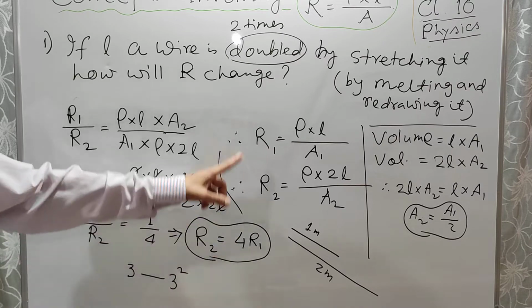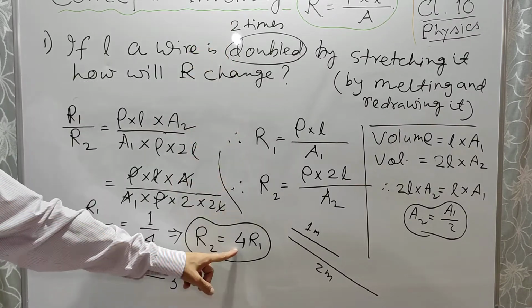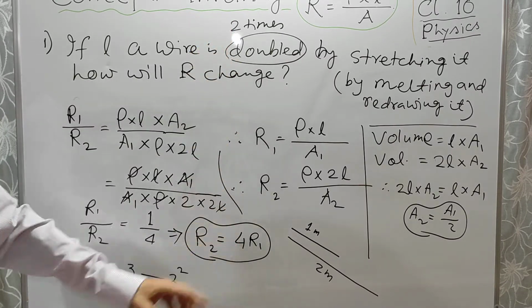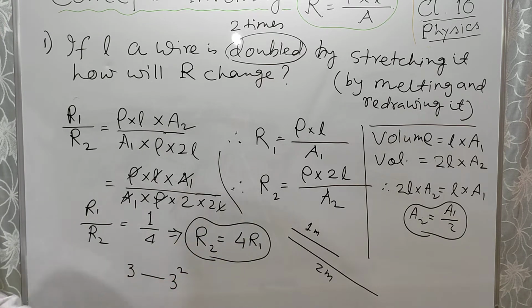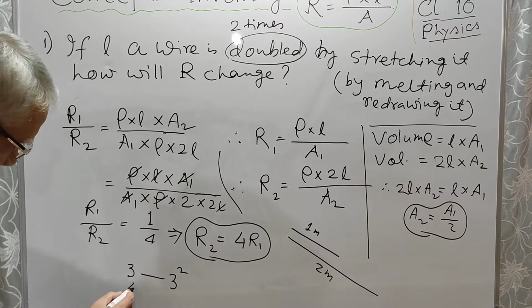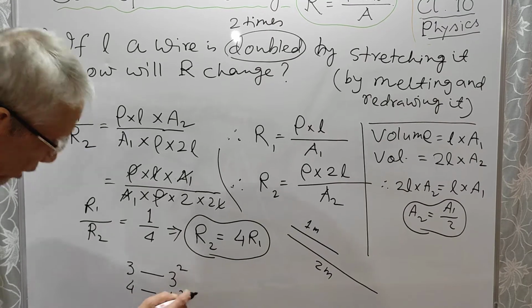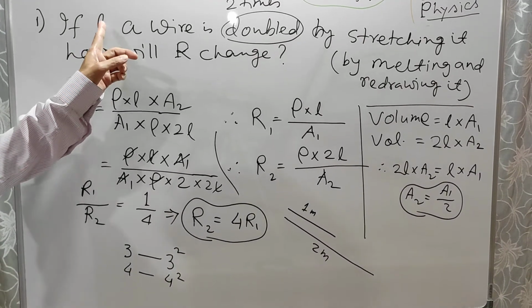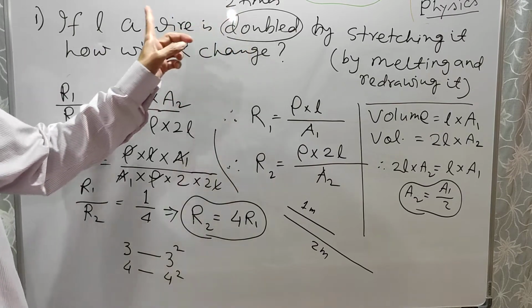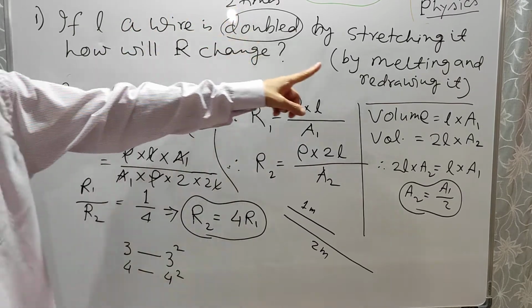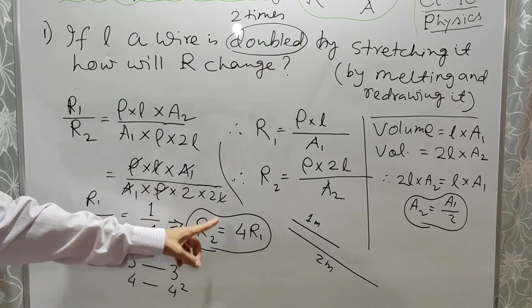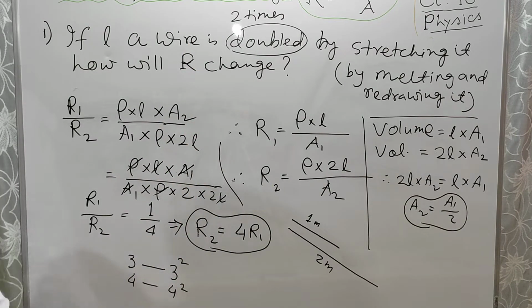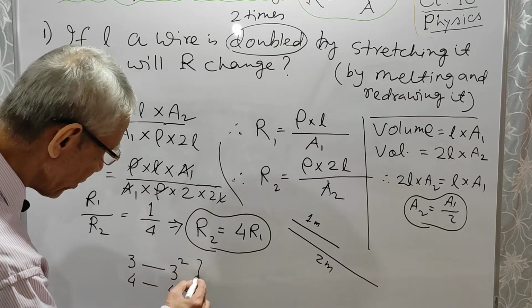So this 4 is 2 square. Now if it is 3, this will be 3 square, 9. That means the resistance will increase to 9 times. You followed? Similarly, if it is 4, then it will be 4 square, that means 16 times. If you increase the length to 4 times by stretching, by pulling, then resistance of the wire increases to what? 4 square, 16 times. So therefore it is like a formula.